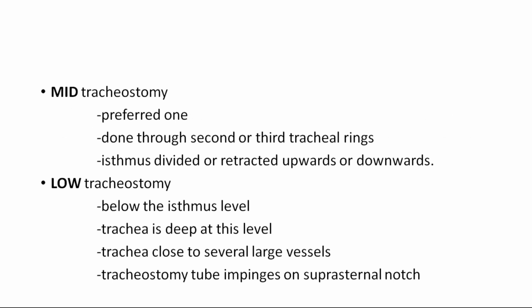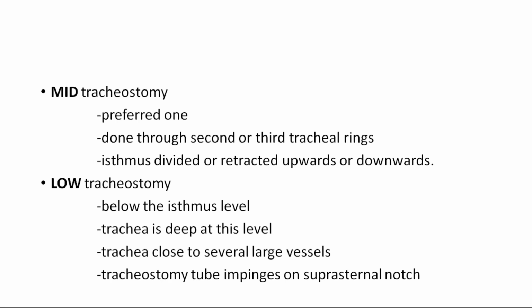Mid tracheostomy is the preferred one. It is done through the second or third tracheal rings. The first tracheal ring should be kept intact. The isthmus is divided or retracted upwards or downwards. We can retract the thyroid isthmus upwards or downwards, or we can divide the isthmus in the midline and apply sutures on either side of the stumps of the isthmus.